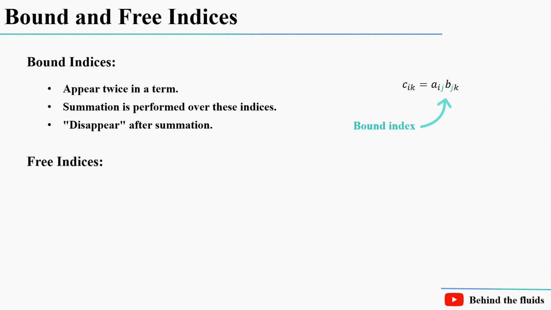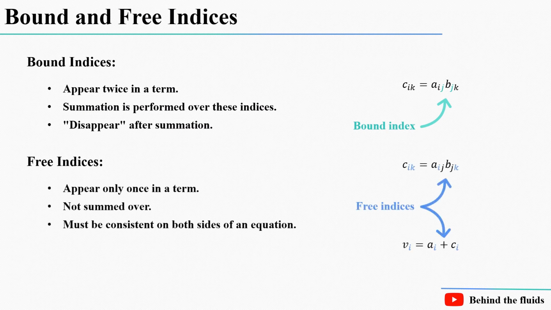On the other hand, free indices appear only once in a term. These indices are not summed over and are crucial for understanding the dimensions of the resulting tensor. A key rule is that the free indices must be consistent on both sides of an equation.